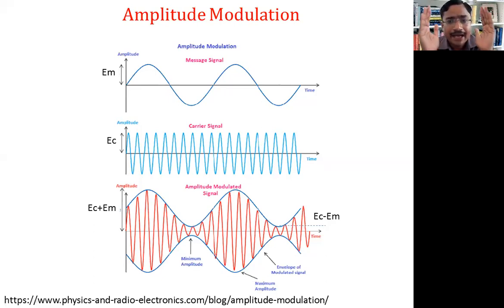If the amplitude of the carrier signal is varied according to the amplitude of the information signal by keeping its frequency and phase constant, it is called the amplitude modulation process. So what happened here: an information signal came, a carrier signal came, and then we have a modulated signal.